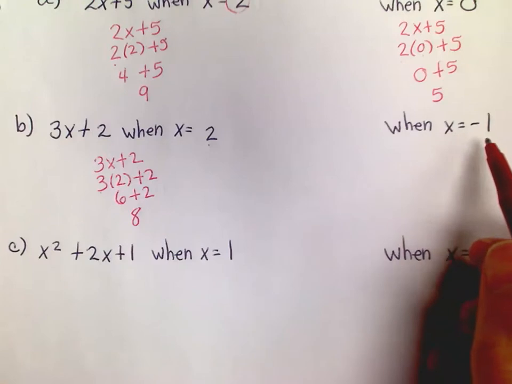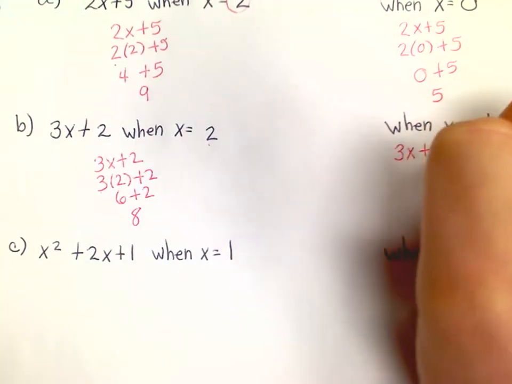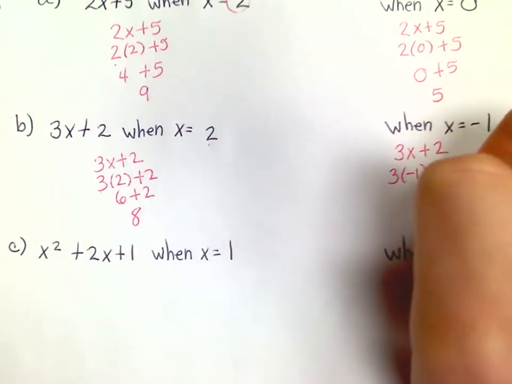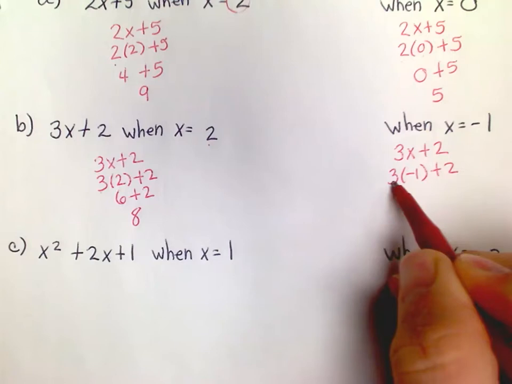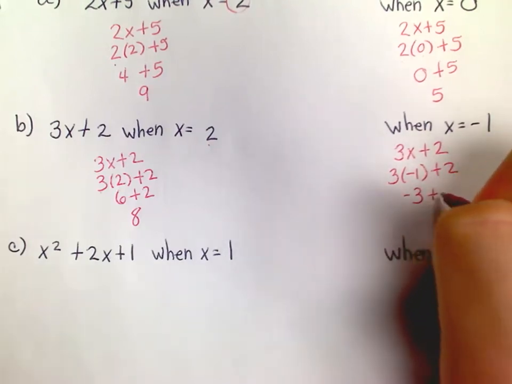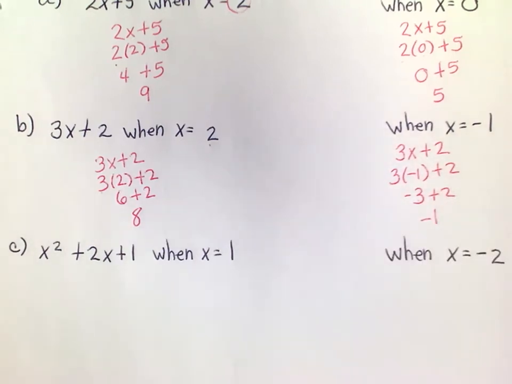Okay, now it says when x is negative 1. I'd like to rewrite the expression. Where we see an x, we'll put a negative 1 in there. So 3 times a negative 1 is a negative 3. And we'll add 2. So negative 3 plus 2 is negative 1.